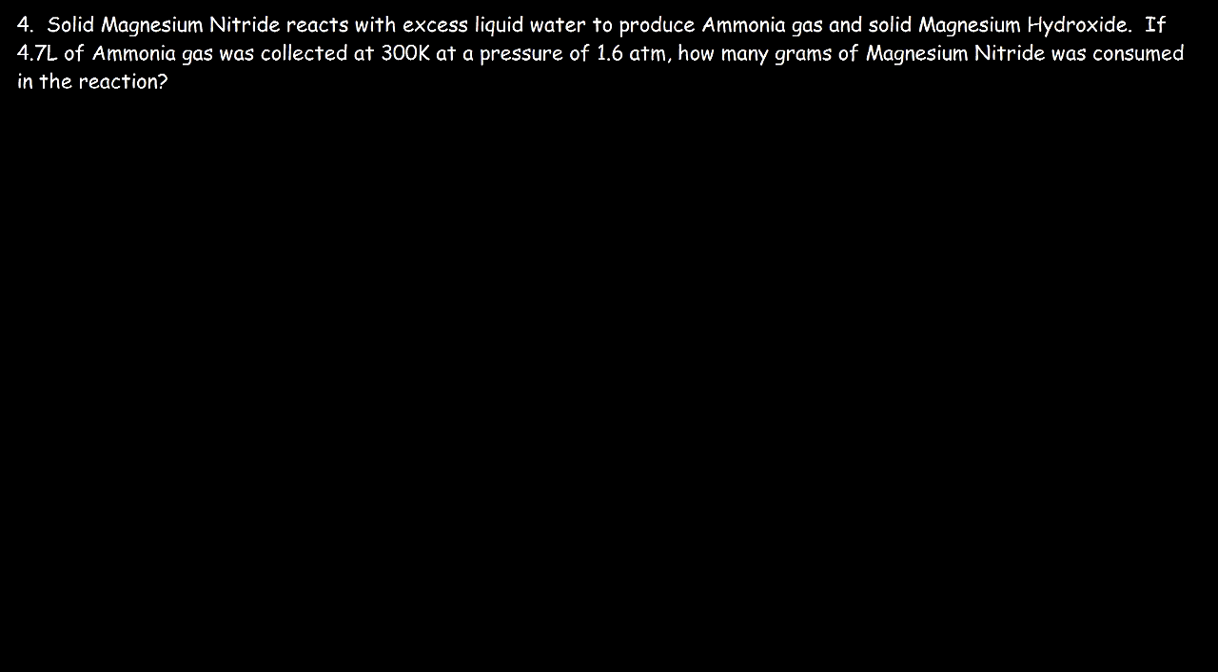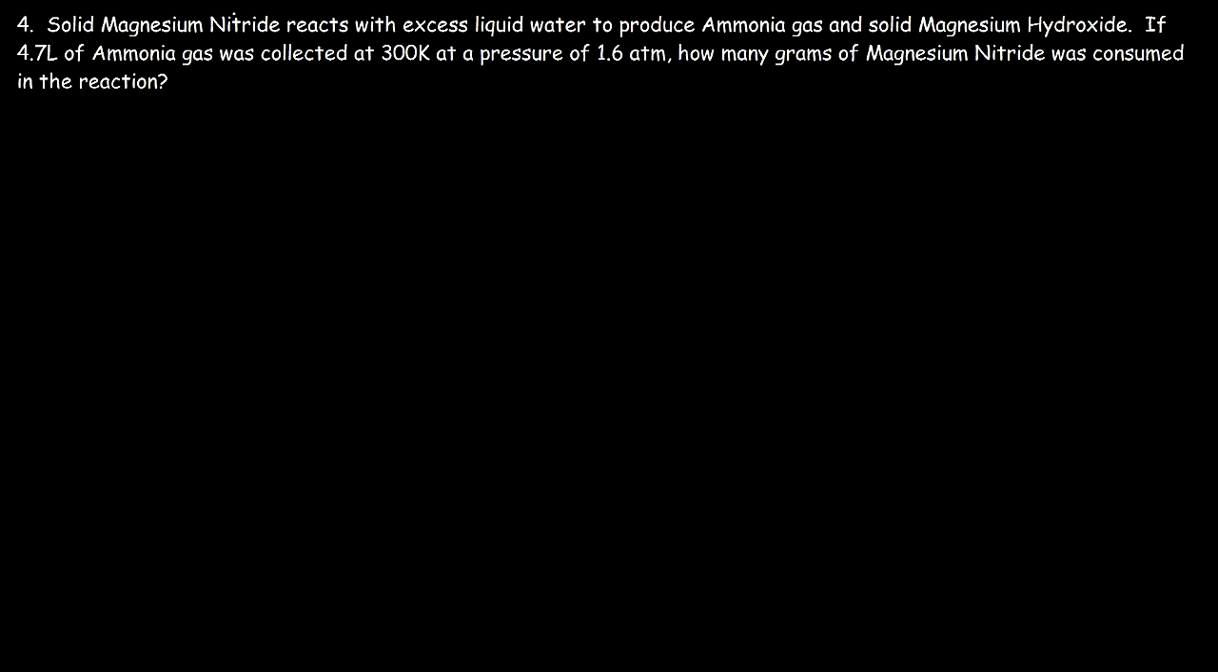Number 4. Solid magnesium nitride reacts with excess liquid water to produce ammonia gas and solid magnesium hydroxide. If 4.7 liters of ammonia gas was collected at 300 Kelvin at a pressure of 1.6 atm, how many grams of magnesium nitride was consumed in the reaction? Well, let's begin by writing a balanced chemical equation.